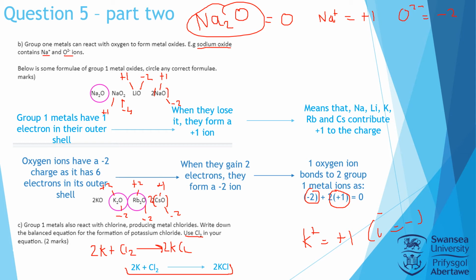So this is quite an easy 2 marks because it tells you what to use in your equation. The only thing you shouldn't get caught out by is balanced equations, because you could potentially have a half Cl, but that wouldn't answer the question right, as it says use Cl2 in your equation.